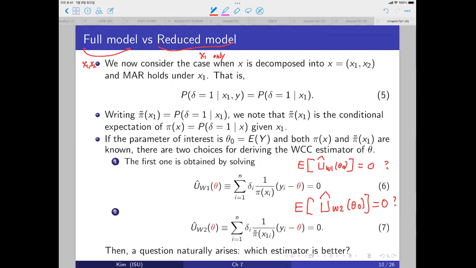And the answer is also yes. Because if you take the conditional expectation given x1 and y, the delta, using this property, is equal to pi tilde. So you have cancellation still. Okay, so both of them work very well. So then the natural question is, which one is better in terms of variance?